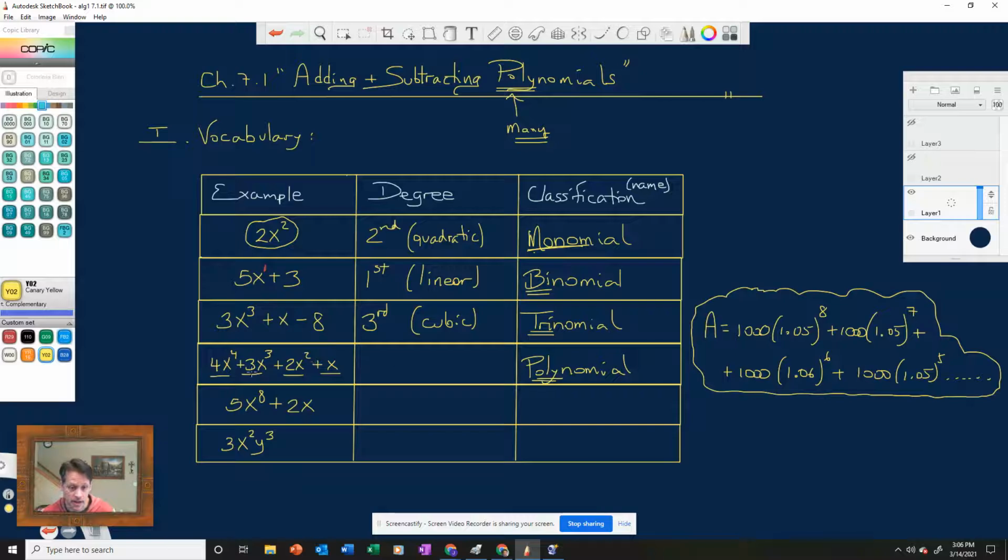So anyways, this guy would have a 4th degree because its highest power is a 4. And we call this a 4th degree polynomial. It does have a special name too. We could call it a quartic polynomial, but you don't really need to know that. You can know that if you want though.